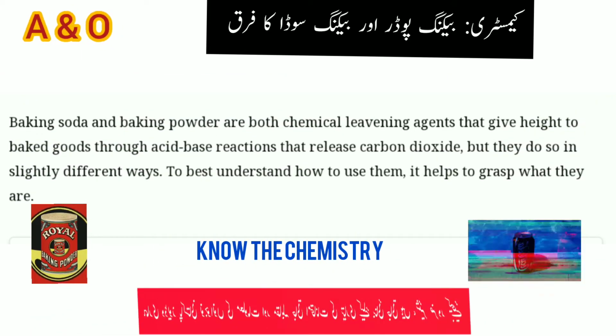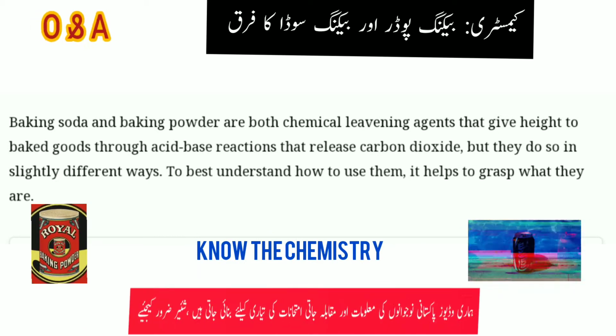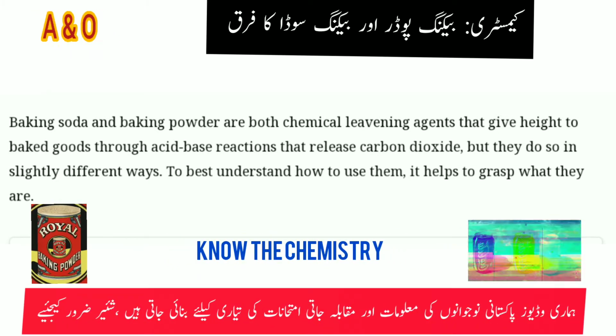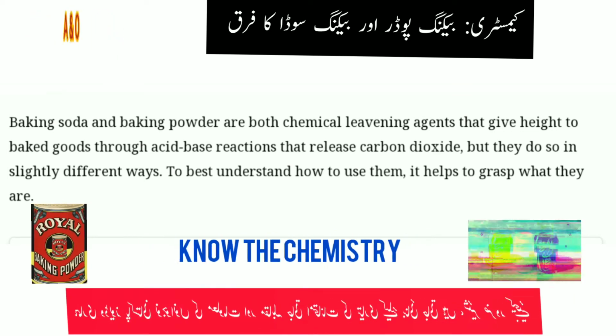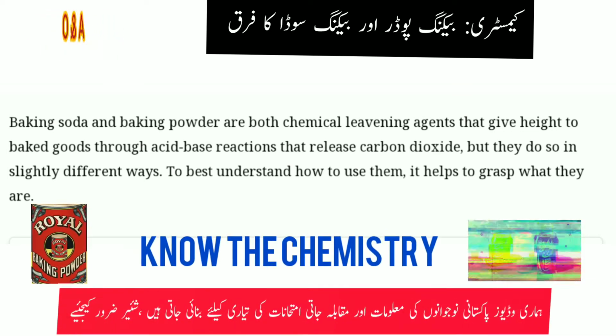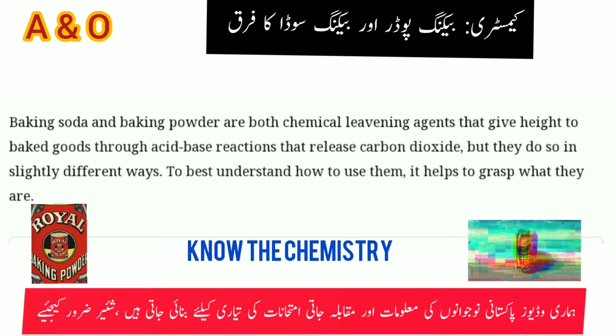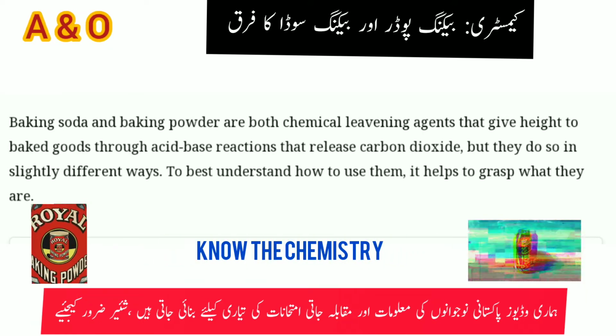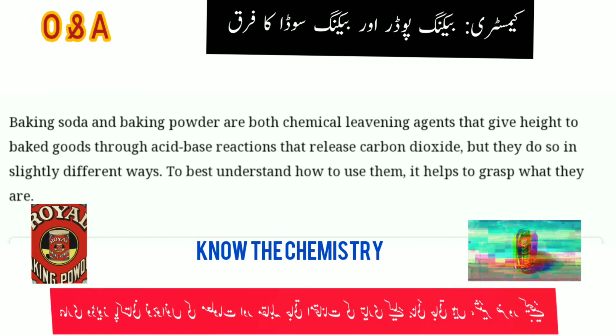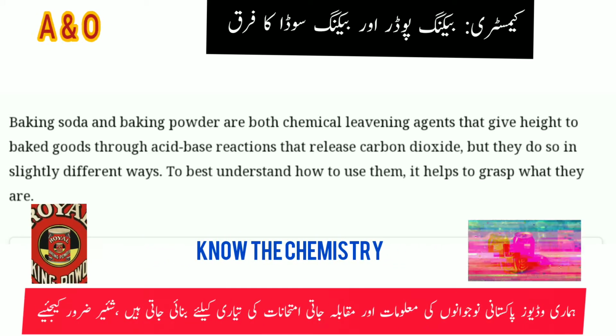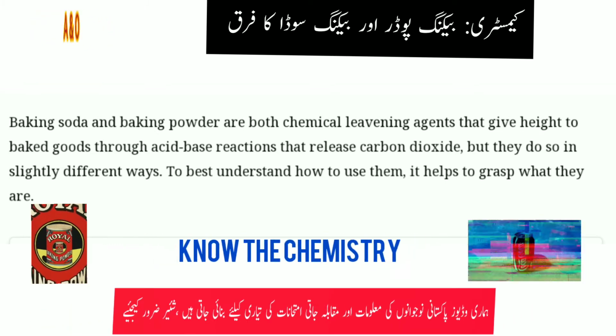Baking soda and baking powder are both chemical leavening agents that give height to baked goods through acid-base reactions that release carbon dioxide, but they do so in slightly different ways. To best understand how to use them, it helps to grasp what they are.